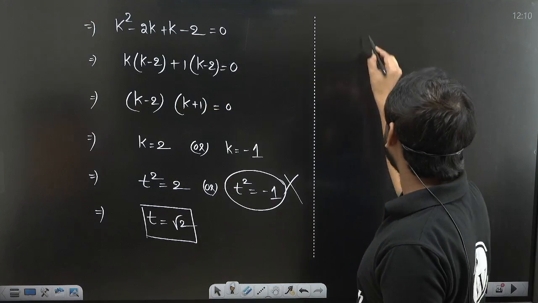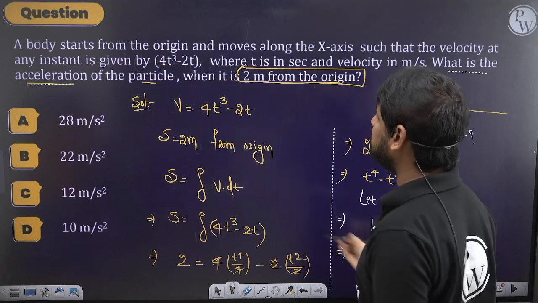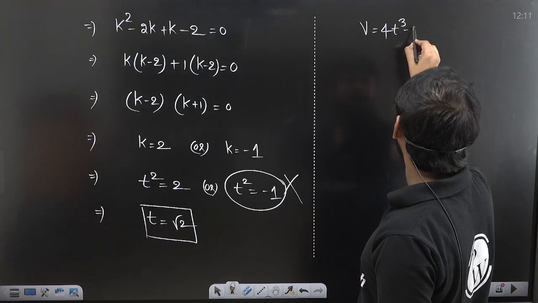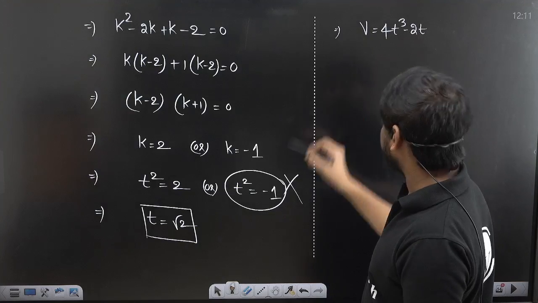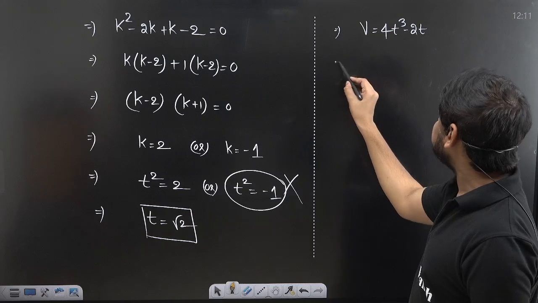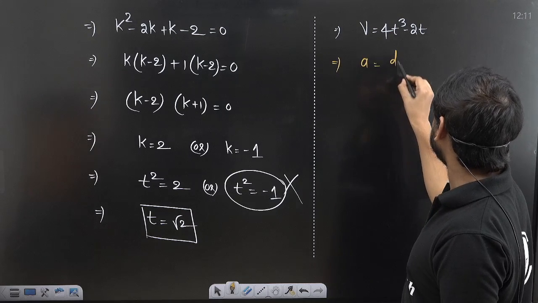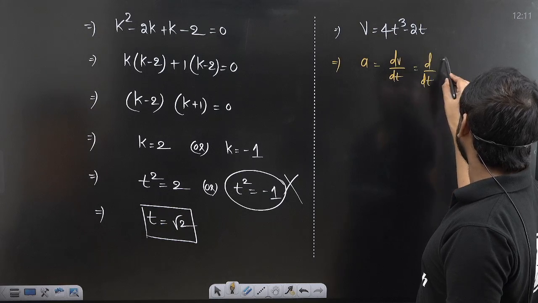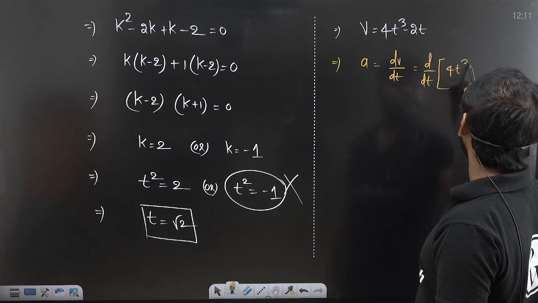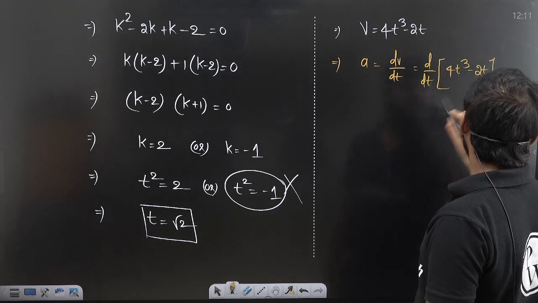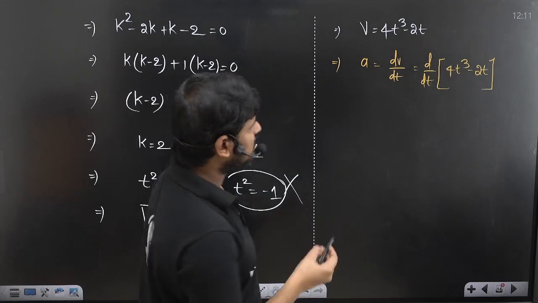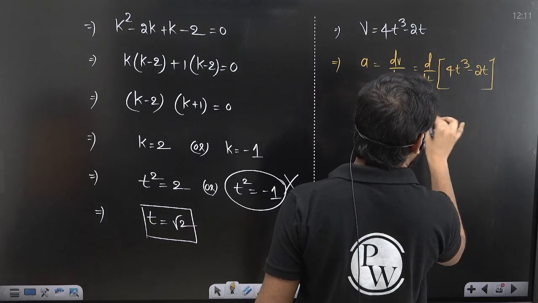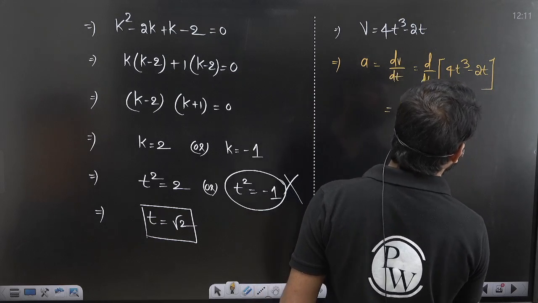We got the velocity function, which is equal to 4t cube minus 2t, right? So let's go for the acceleration. Acceleration is equal to dv by dt. So d by dt of velocity, which is 4t cube minus 2t. What is this one? 3 into 4, 12 t square, minus 2t, which is nothing but 2.